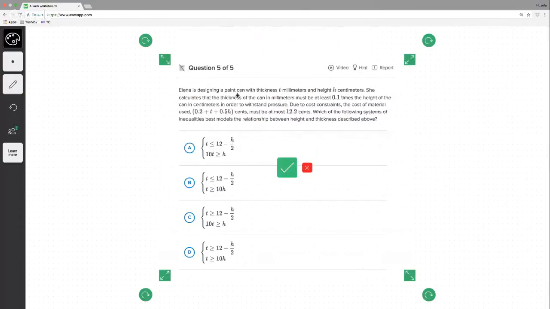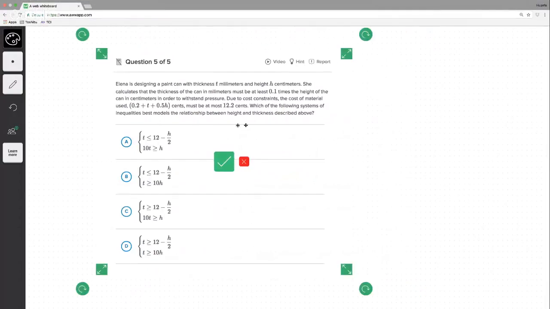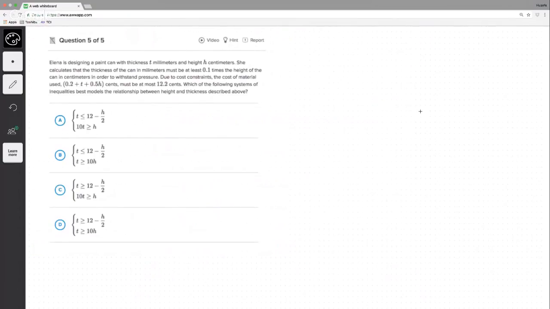All right, this is, I think, going to be our last one because I am running late on time, or low on time. Elena is designing a paint can with thickness T millimeters and height H centimeters. Let's just do her little paint can. I always like to make a drawing. Oops, that's my paint can. So thickness is going to be the T, I assume it's like the thickness of the metal. H is definitely going to be just the height, like this.